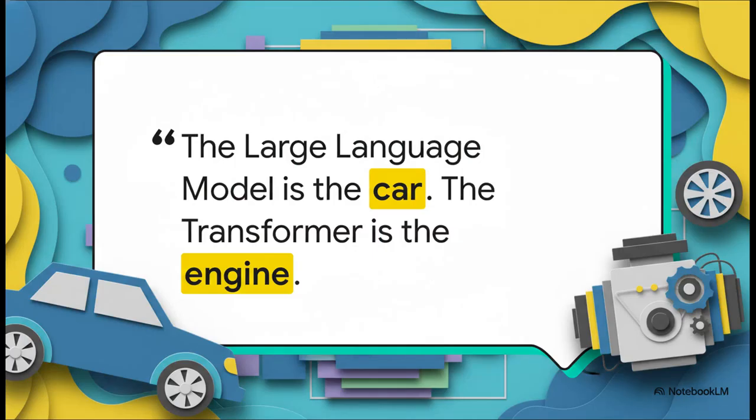So here's a really crucial point, something people mix up all the time. A large language model, or an LLM, that's the final product you interact with. It's the car. The transformer, that's the specific architecture that powers it. It's the engine. You see, a transformer is built with these stacked layers of that attention mechanism we just talked about. That's what lets it process and understand incredibly complex relationships in text, and it's what makes today's powerful AI even possible.